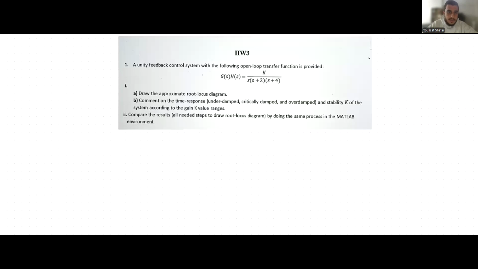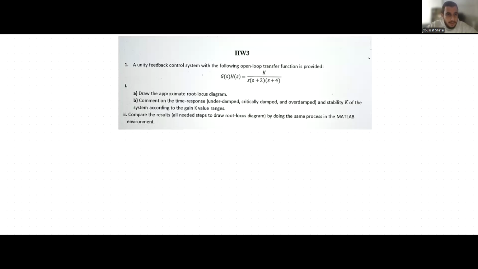Also, for the first question, a unity feedback control system with the following open loop transfer function is provided: G(s)H(s) equals K over s(s plus 2)(s plus 4). So the first requirement is to draw the approximate root locus diagram.